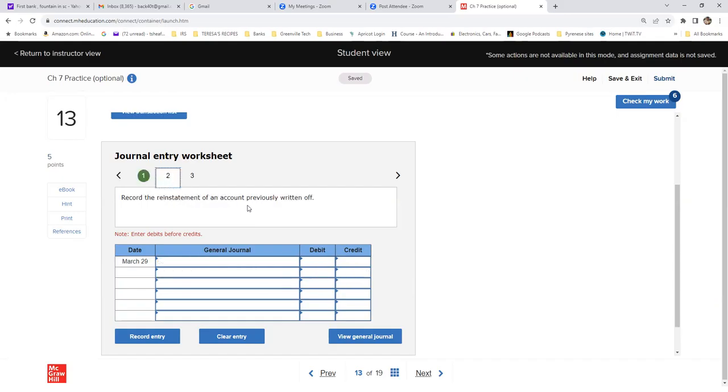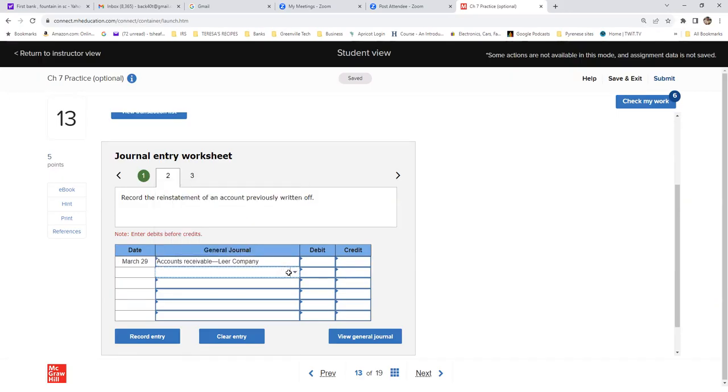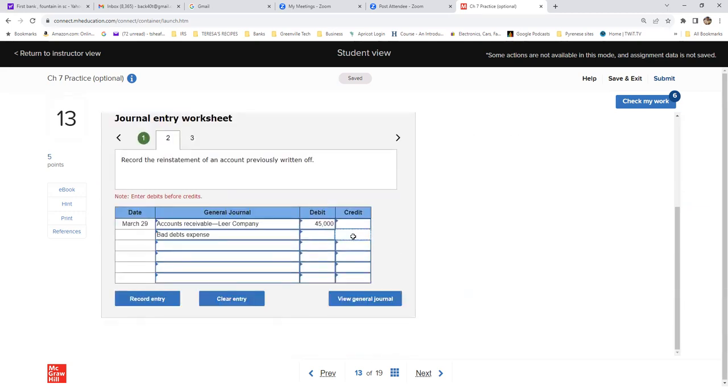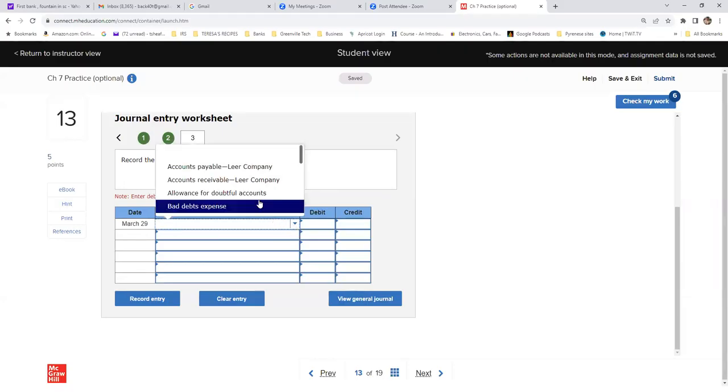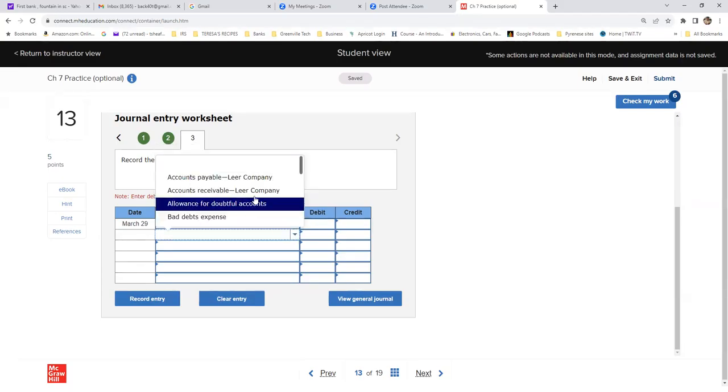Number 2, we have to reinstate because he's showing up with money. I guess he's had a come to Jesus meeting and decided he needs to make amends. So our debit is going to be to accounts receivable. Credit is going to be to bad debt expense. For the whole thing, right? Yeah. And then finally, we're going to debit cash, and we're going to credit accounts receivable.